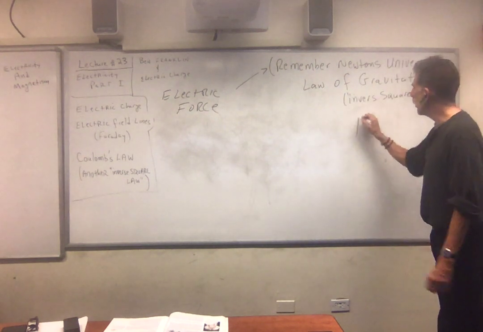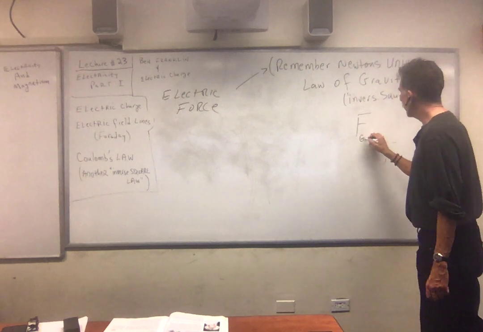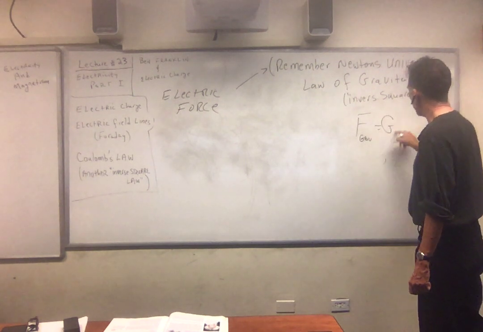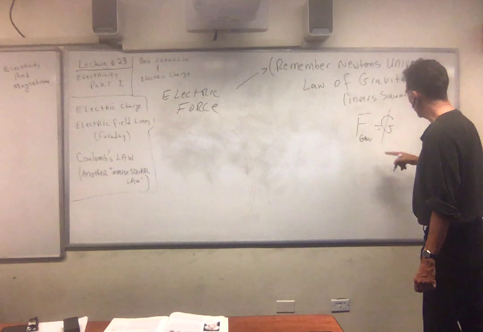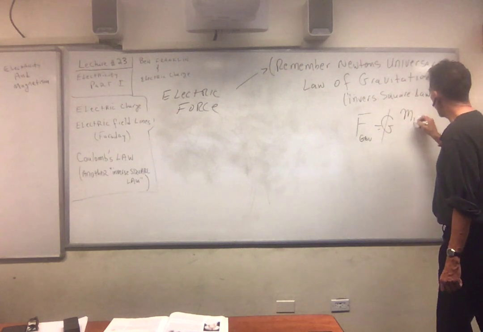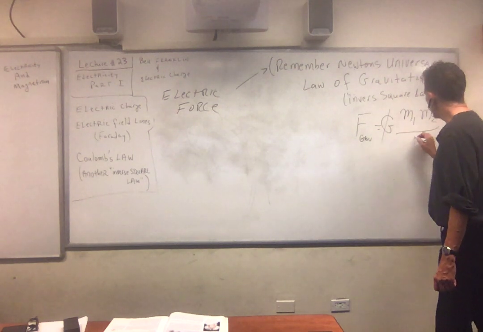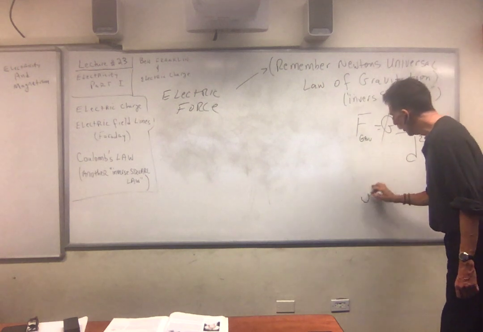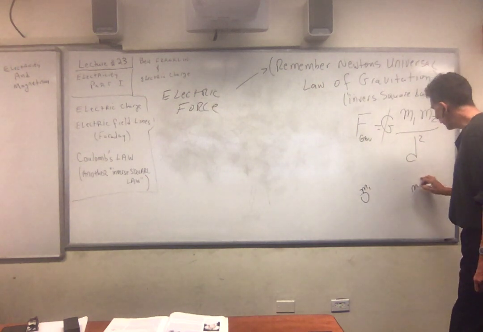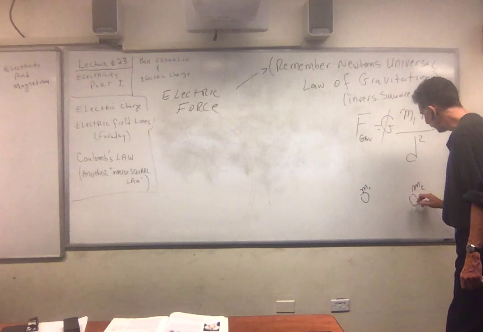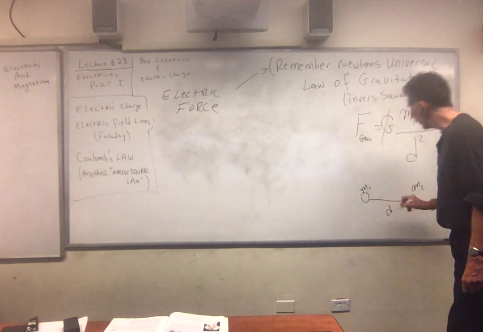What does that mean? Remember F of gravity? I said there was a big constant. We didn't have to worry about that, okay? But it was the mass of one times the mass of the other divided by the separation squared. So there's M1, here's M2, okay? And there's the distance between them.